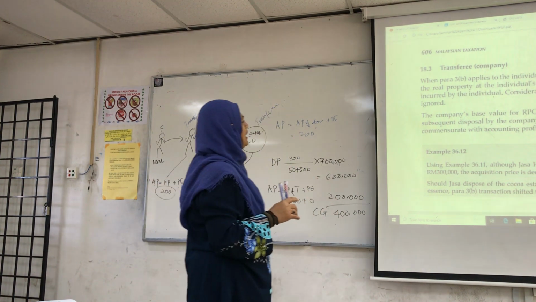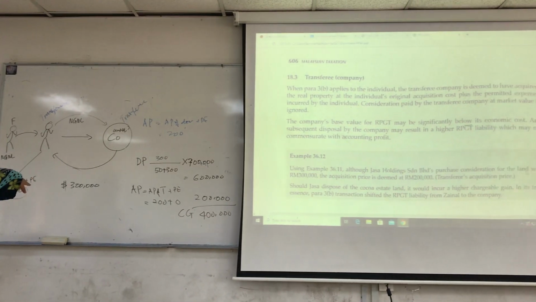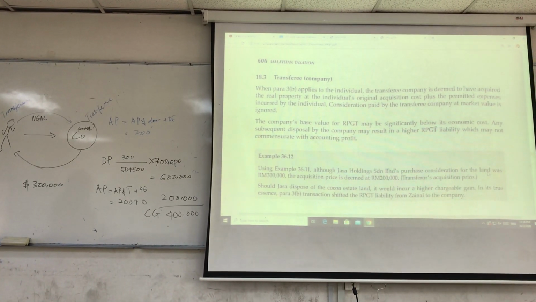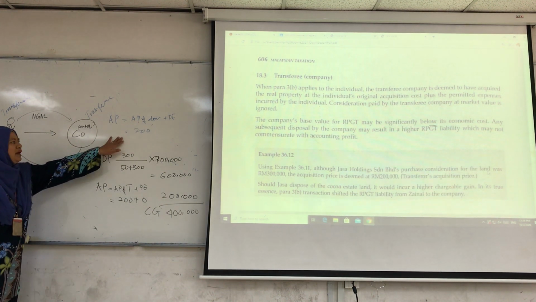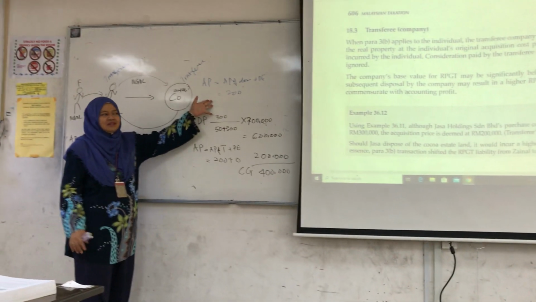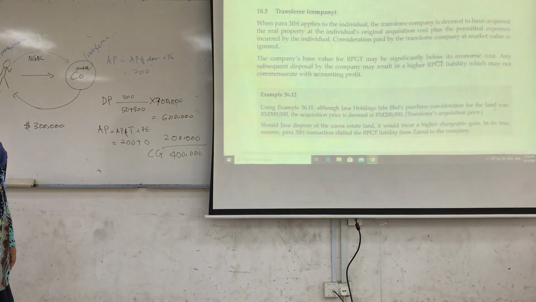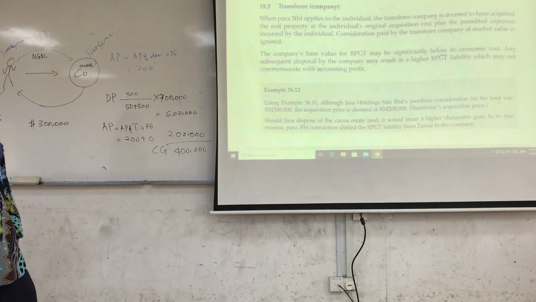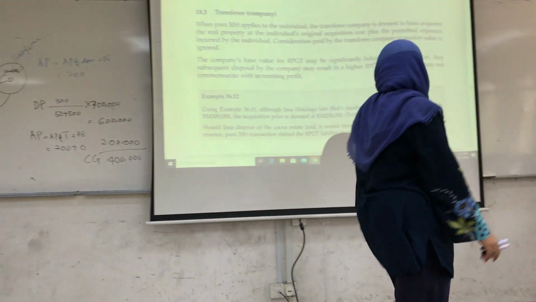Contribution is paid by the transferring company and market value is ignored. The company's base value for RPGT may be significantly below its economic cost. So that's why I say 200,000 compared to 300,000. This is far below the economic cost. Any subsequent disposal by the company may result in higher RPGT liability, which may not be commensurate with accounting profit. Okay, so let me give you the example.